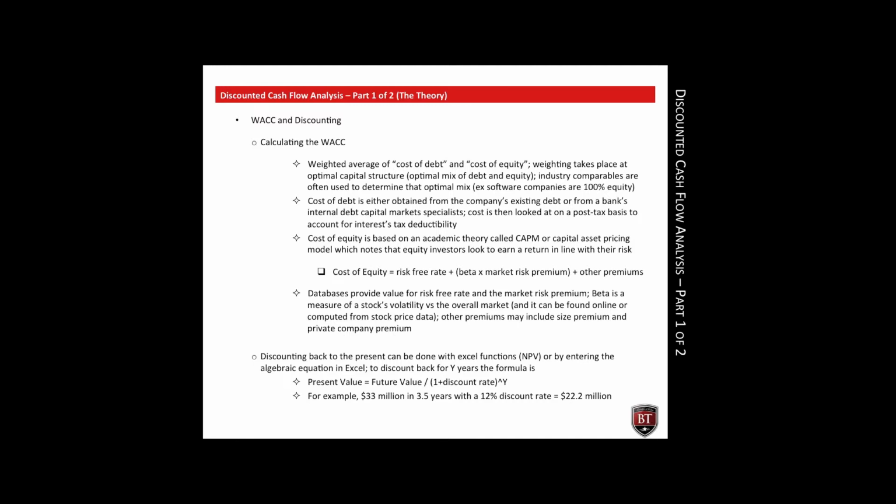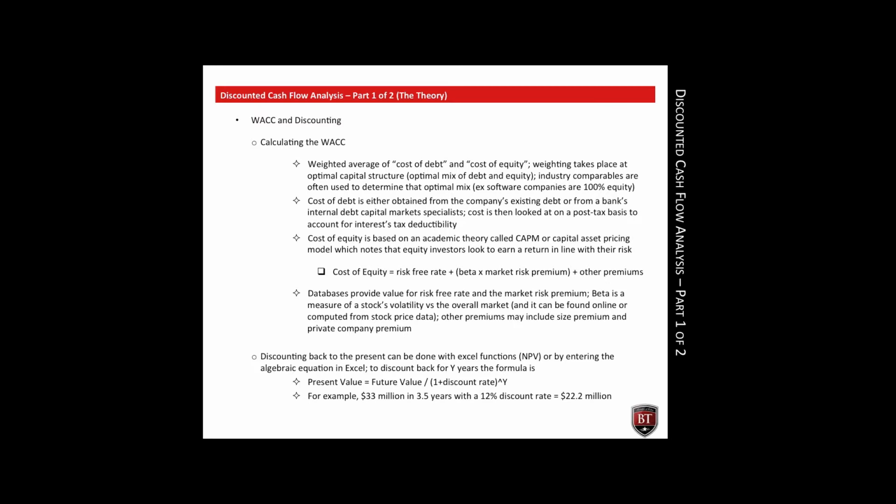Cost of debt can either be obtained from the company's current borrowing or by talking to your bank's internal debt capital market specialist. They might say, all right, that company, sure, they'll be able to do a debt deal at 8%. So then you know that's your pre-tax cost of debt. That cost then needs to be looked at on a post-tax basis to account for the fact that interest is tax deductible.